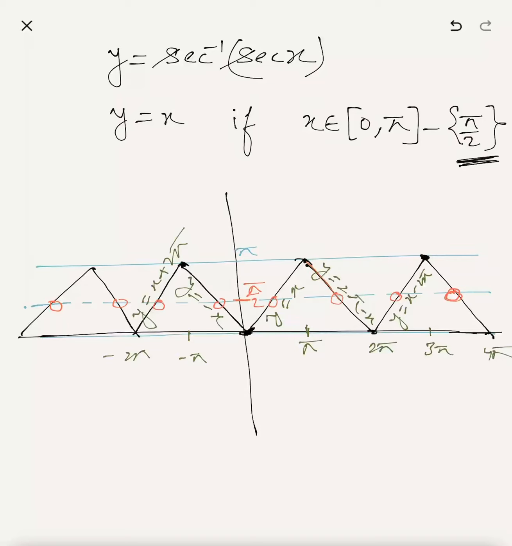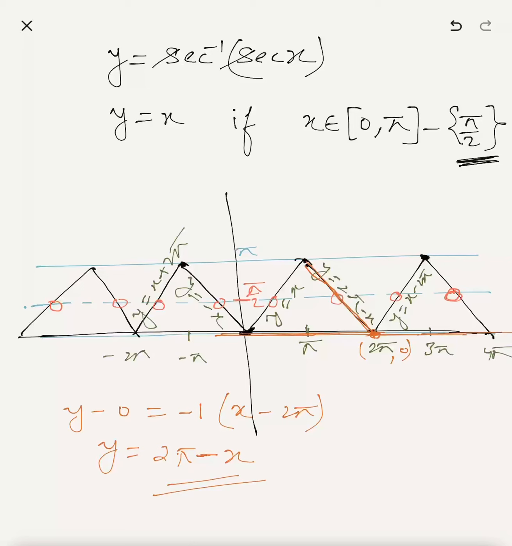So look at this branch. I'll just show one. What is the coordinate here? 2 pi comma 0, isn't it? Because this is the x-axis, so at the x-axis your y value will be 0. y minus y1, that is 0, equals your slope. What will be the slope of this branch? Minus 1, isn't it? Because it is decreasing. Minus 1, x minus x1. So y equals 2 pi minus x. I hope you got it. See here, the equation is 2 pi minus x.